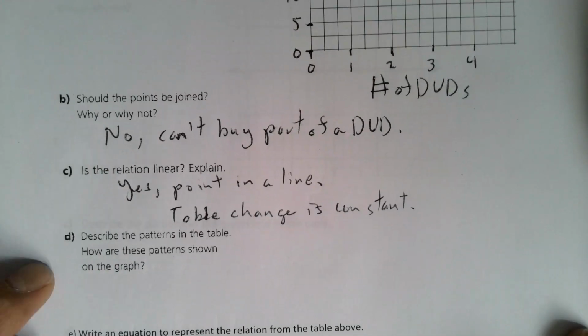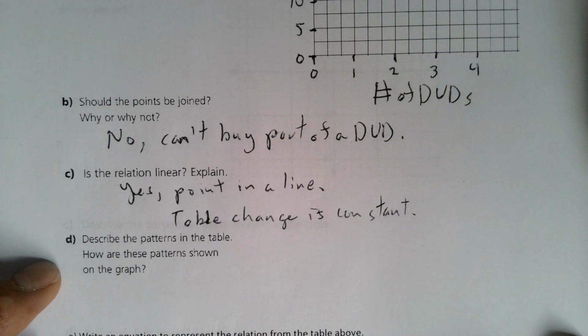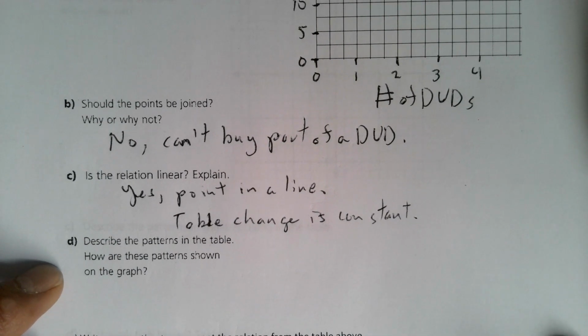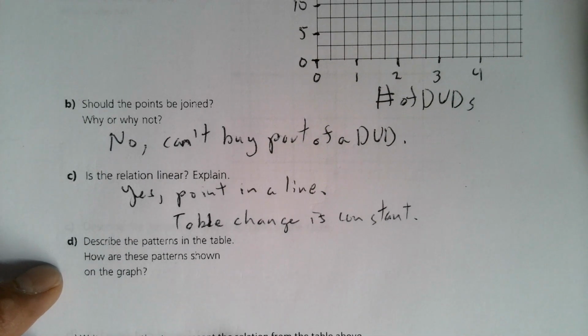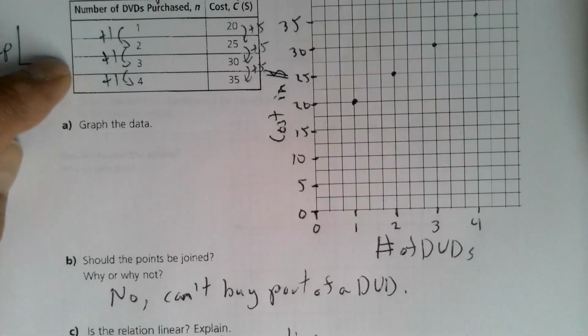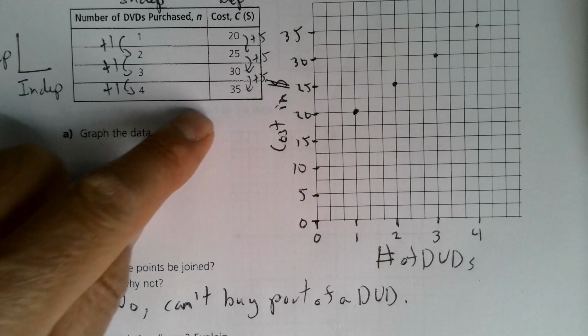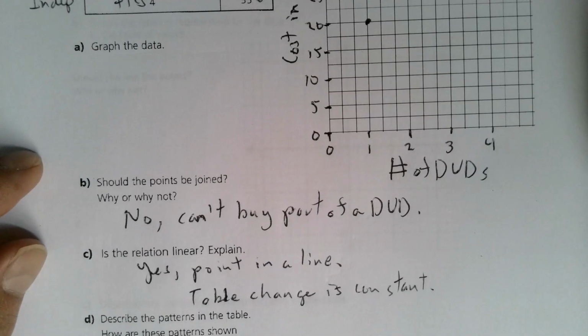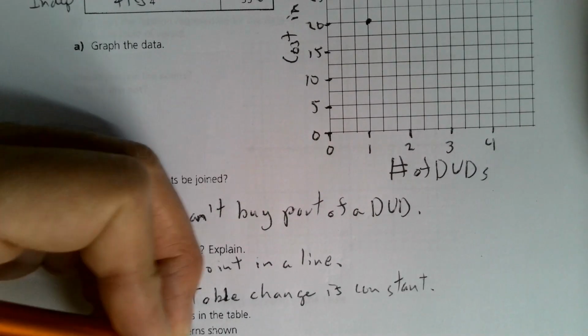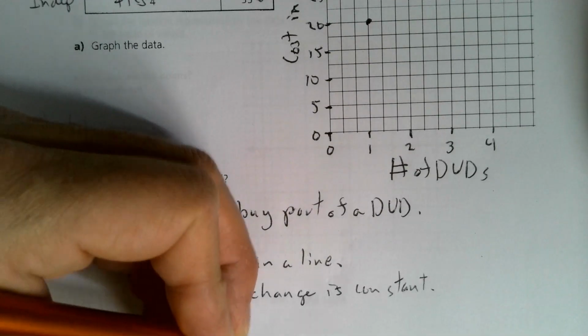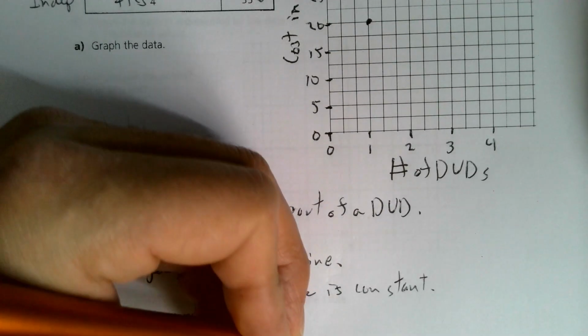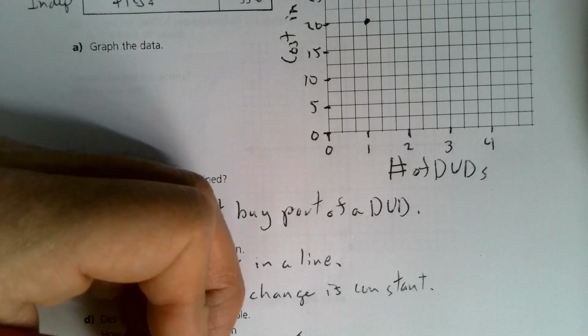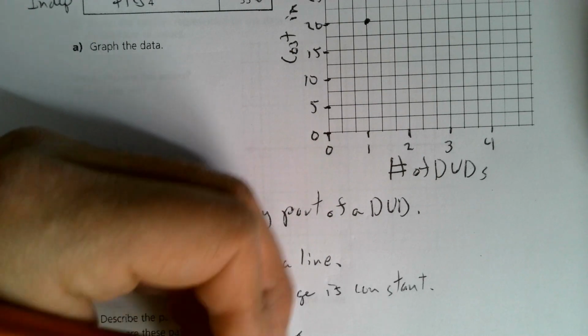Okay, describe the patterns in the table. How are these patterns shown on the graph? Well, we already looked at the pattern in the table. The DVDs are going up by 1, and the cost is going up by 5. So DVDs up by 1, cost up by 5.